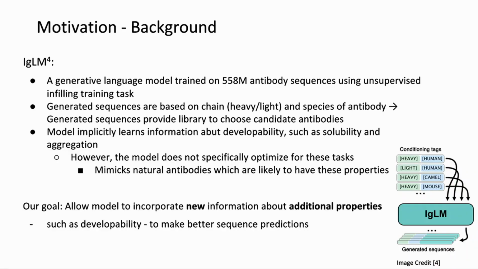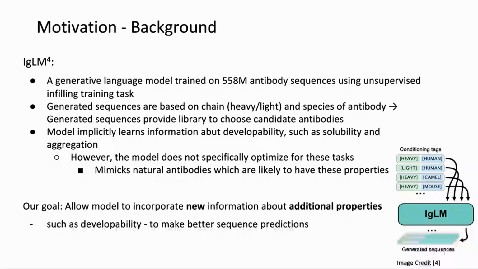So one thing that we're working on is using IgLM. IgLM is a generative language model. It's trained on over 500 million antibody sequences, and it uses an unsupervised infilling training task. Basically, if you hide part of the antibody sequence, can the model generate the rest of it? These are conditioned on the chain, such as the heavy or light chain, and the species of the antibody, and then they provide a library with which you can choose candidate antibodies.